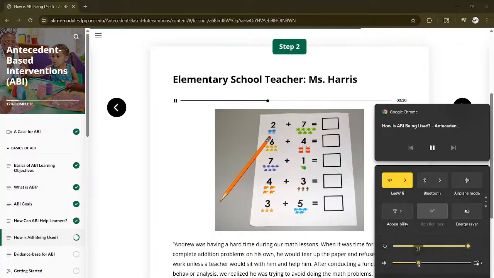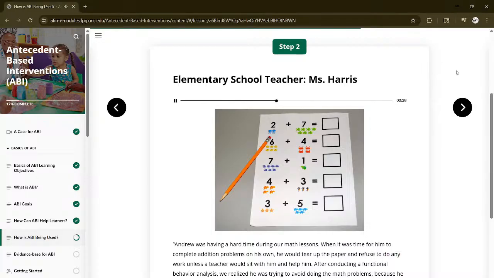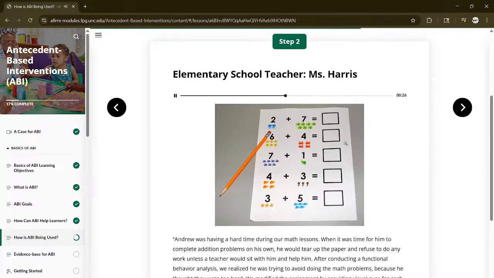After conducting a functional behavior analysis, we realized he was trying to avoid doing the math problems because he thought they were too hard. We modified the assignment by providing visual cues for each math problem and reducing the number of math problems required for Andrew. These modifications have provided Andrew with the support he needs to be successful. He no longer avoids doing independent math work.